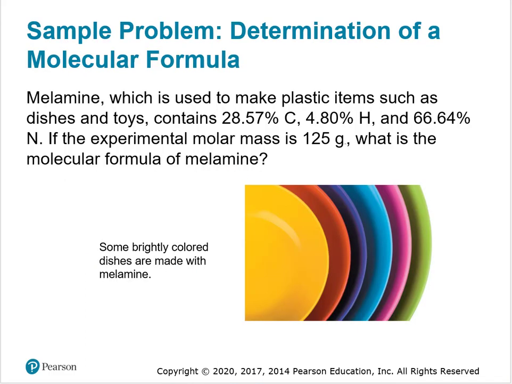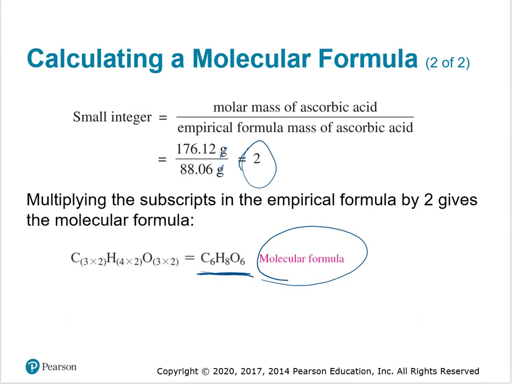Let's do another example. Melamine, which is used to make plastic items such as dishes and toys, contains 28.57% carbon, 4.80% hydrogen, and 66.64% nitrogen. If the experimental molar mass is 125 grams, what is the molecular formula of melamine? All right, this 125 grams is going to come into play in a minute when we get to this part to find that small integer. That's the molar mass of the melamine. We need to take that and we'll divide it by the empirical formula mass as soon as we find it.